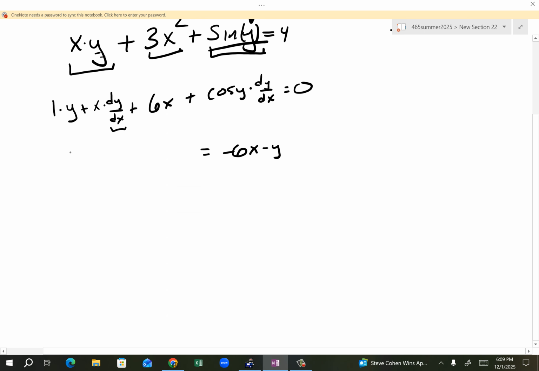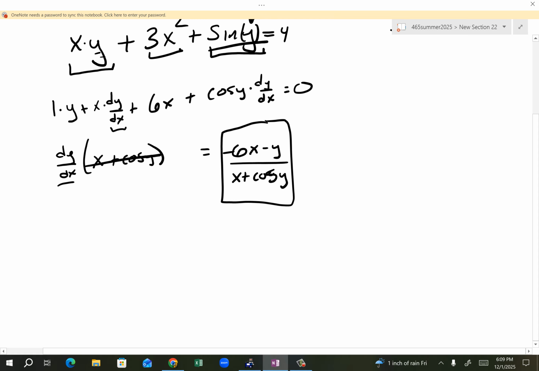Now, what we need to do is we need to get the parts that have dy dx on one side. So there's x of them here, and there's cosine of y of them here, and everybody else on the other side. And then we're going to solve for dy dx. So we say dy dx is this derivative. That's it.